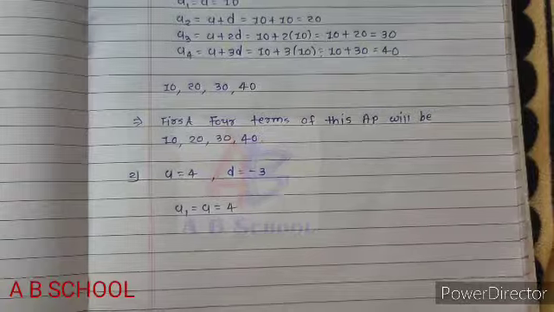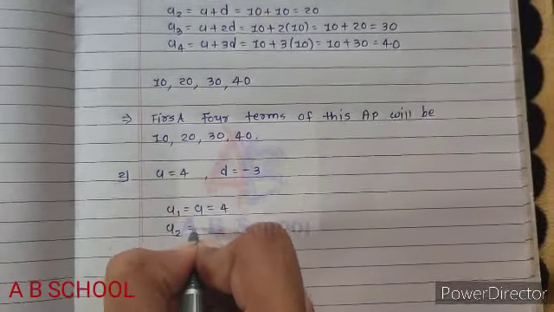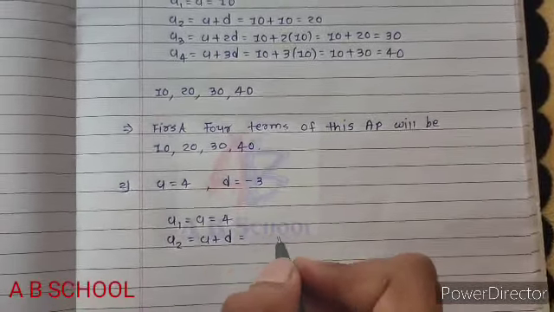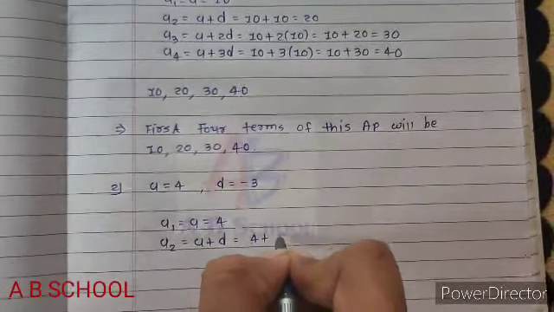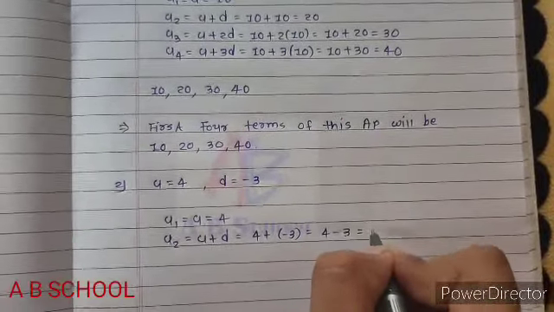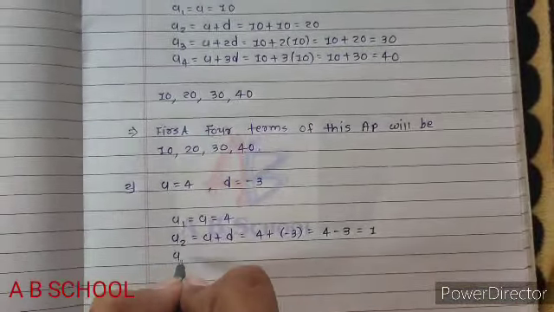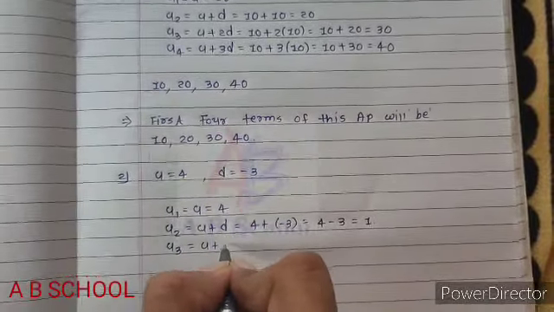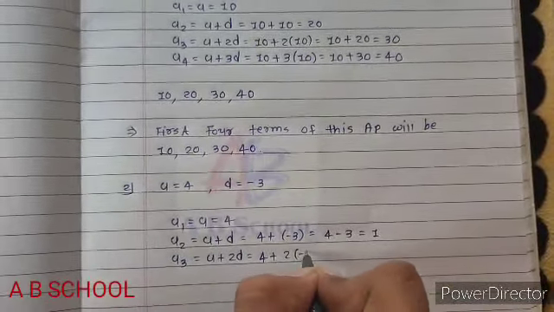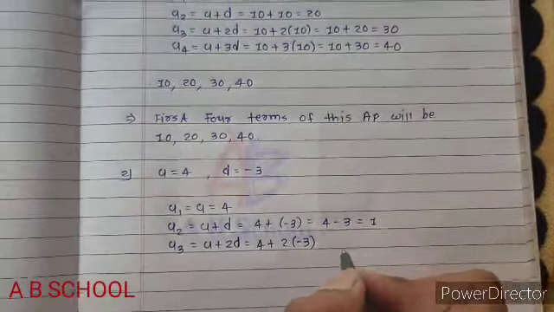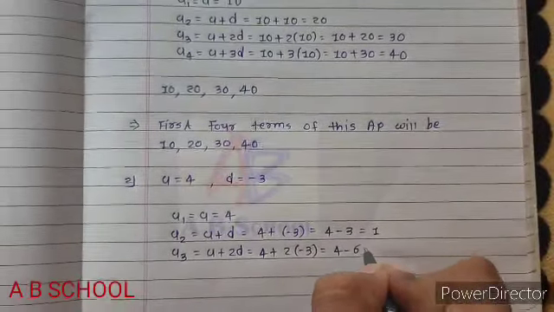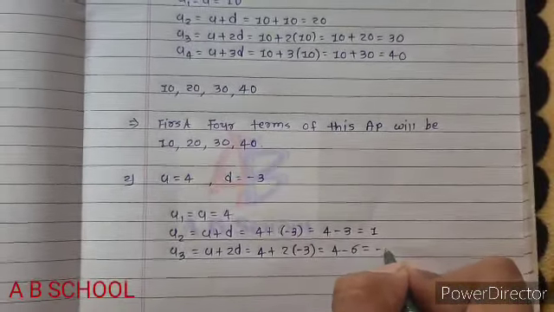Now for A2, the second term of the AP, A2 is equal to A plus D. A is equal to 4 plus D is equal to minus 3. So 4 minus 3 is equal to 1. Now for A3, A3 is equal to A plus 2D. The value of A is equal to 4 plus 2 times D, where D is equal to minus 3. 3 twos are 6, so 4 minus 6 is equal to minus 2.